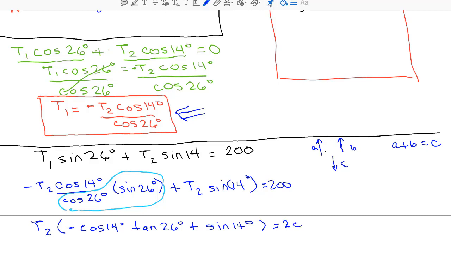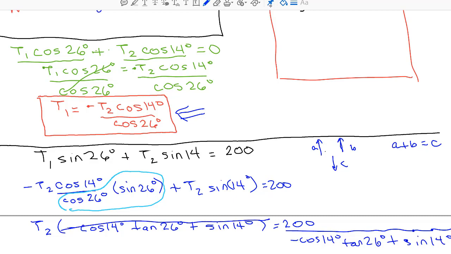equals 200. And I'm going to divide both sides by cosine of 14 degrees, tangent of 26 degrees, plus sine of 14 degrees. And that's going to cancel out all of this. And when I'm done, I should know what T2 equals. So let's get our calculator.